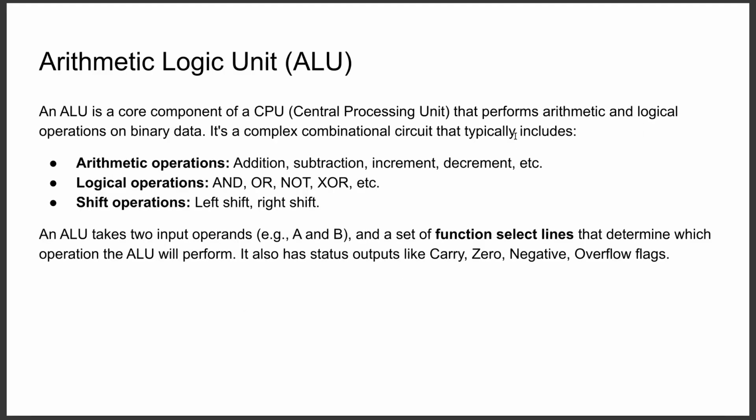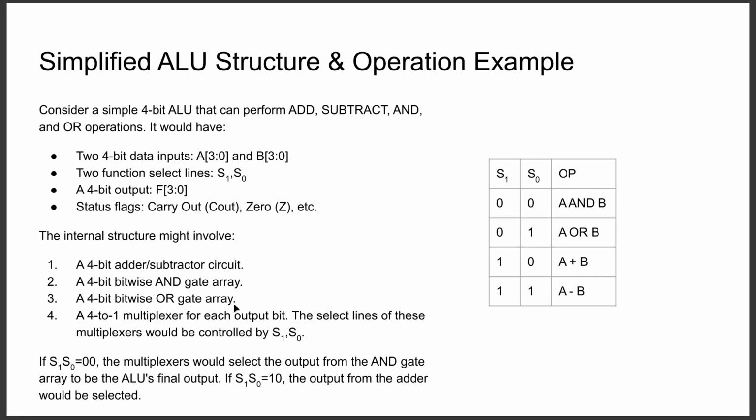An arithmetic logic unit. An ALU is a core component of a CPU that performs arithmetic and logical operations on binary data. It's a complex combinational circuit that usually includes arithmetic operations, logical operations, and shift operations. An ALU takes 2 input operands and a set of function selection lines that determine which operation the ALU will perform. It also has status outputs like carry, zero, negative, and overflow flags.